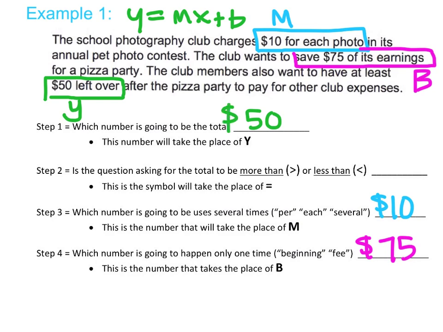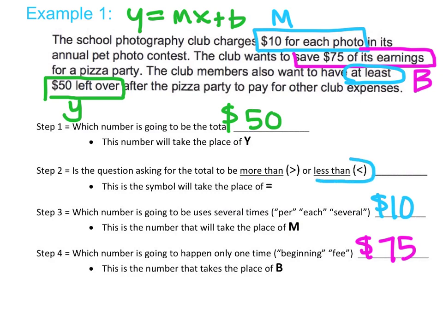Step 2 is the thing we haven't talked about yet. In step 2, it says, is the question asking for the total to be more than or less than? In the last sentence, it kind of starts to show the words more or less. It says the club members also want to have at least $50 left over. So that's where I'm looking. It says at least. That means they can have more than $50, but they can't have less than $50.